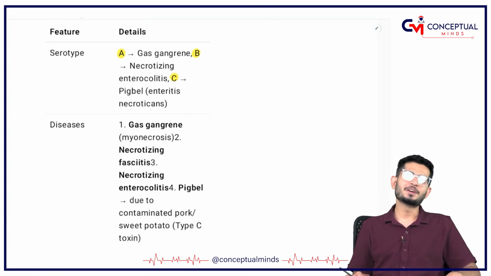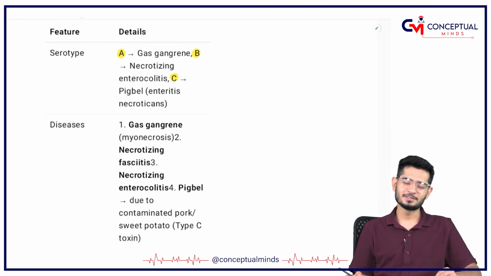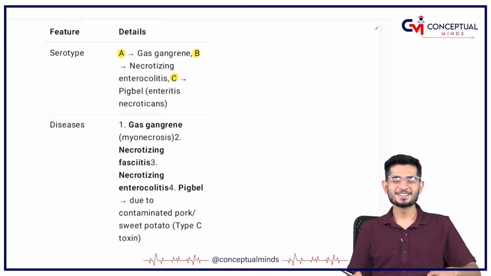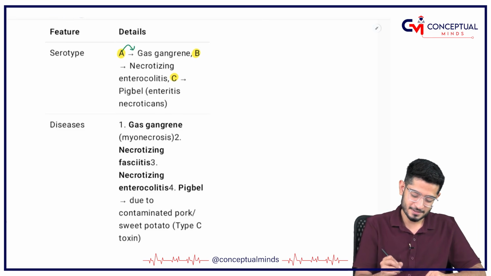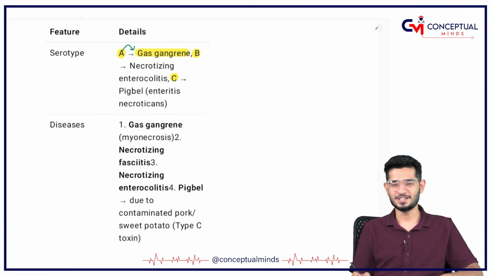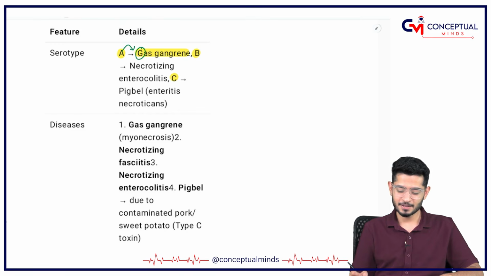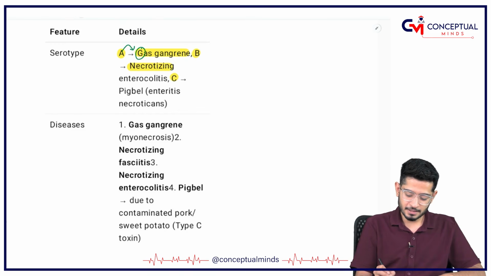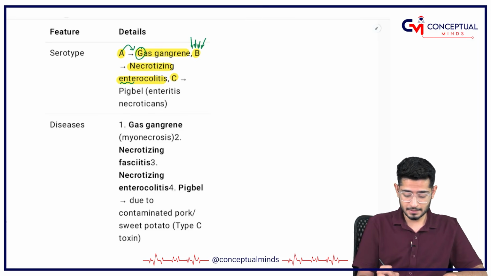In India, it used to be a tradition that whenever the wives used to call the husband, she used to say, "Ae ji, sunte ho kya?" So A and G come together. Serotype A is responsible for causing gas gangrene, AG. B is for necrotizing enterocolitis. Now can you see that this is the B1 which is actually responsible for causing necrotizing enterocolitis.